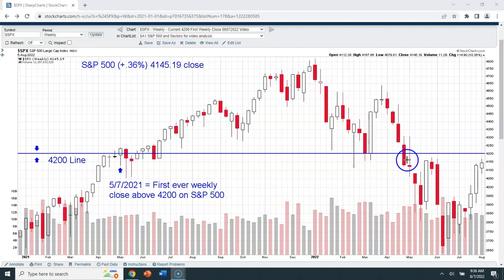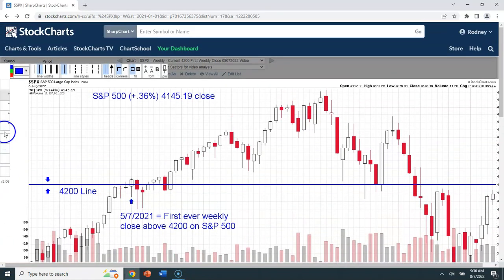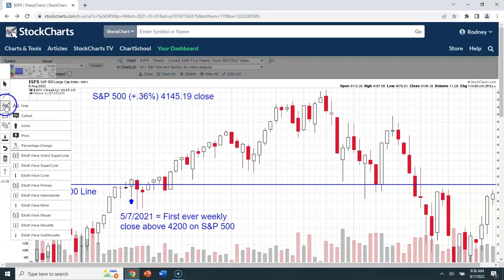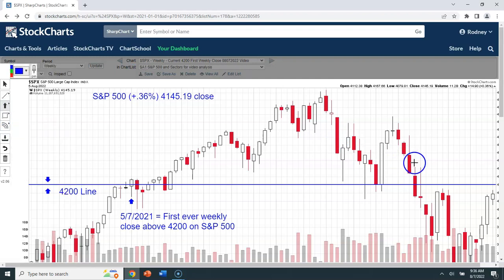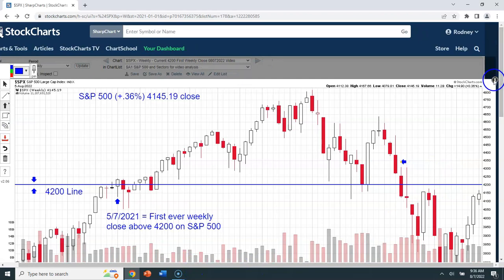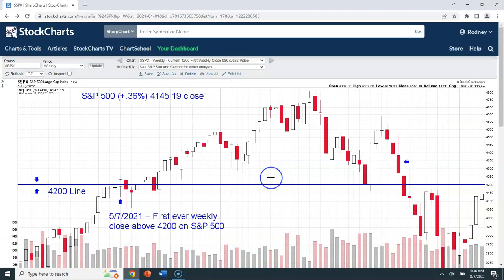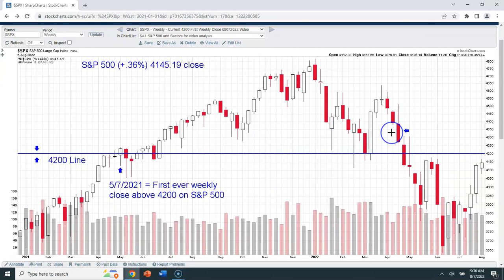So every single week since this candle right here, as a matter of fact, what I'm going to do here, I'm going to pull up the annotation tool, and we'll start annotating this chart and seeing what we can learn together, all right? But that candle right there was the last weekly candle that closed above 4200, and as we can clearly see, that is in April of this year, all right?